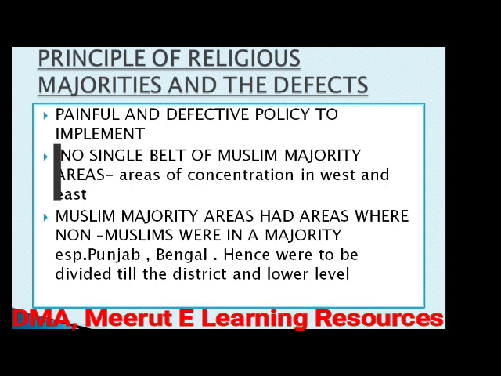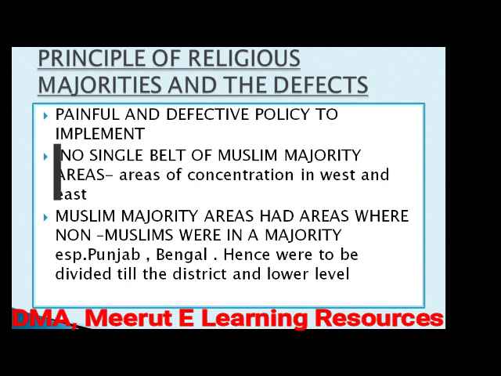So, there were a number of defects in this principle that was adopted. There were areas in what we have as West Pakistan now which had actually people of the Hindu community or say the Sikh community as well. So did you actually partition it on the basis of majority? There were certain areas that had a majority of Hindu population in West Pakistan. How do you remove it? So let's see it sequence wise. Painful and defective policy to implement. You don't know the boundaries.